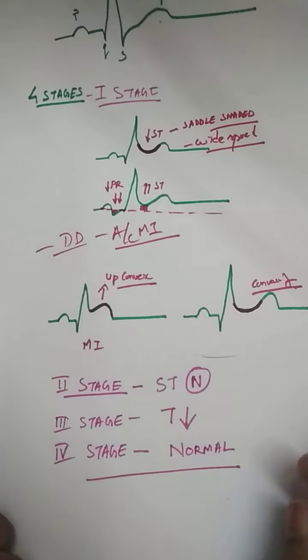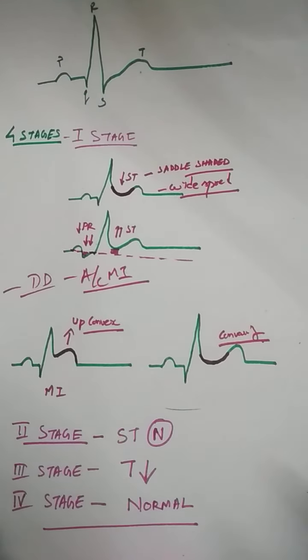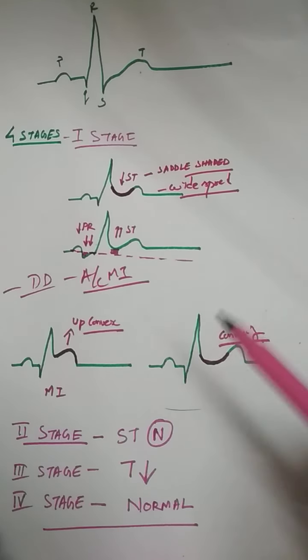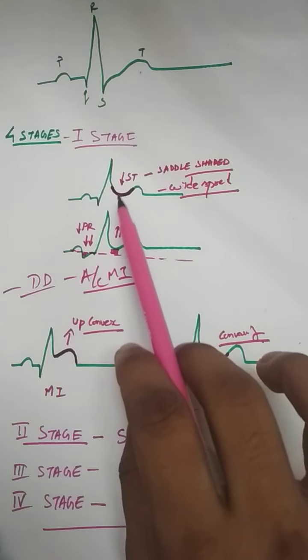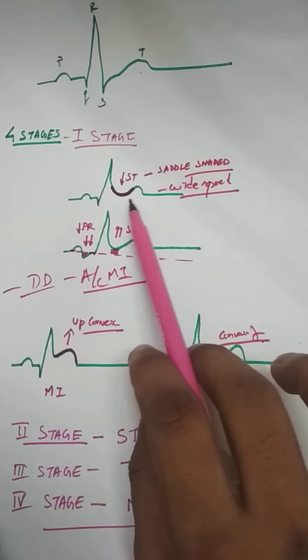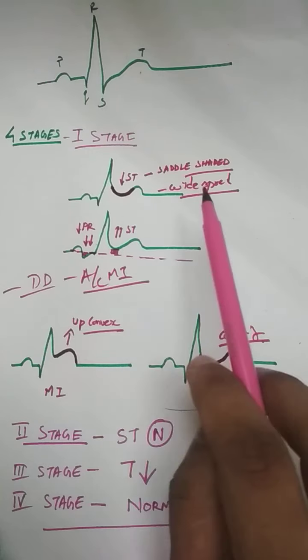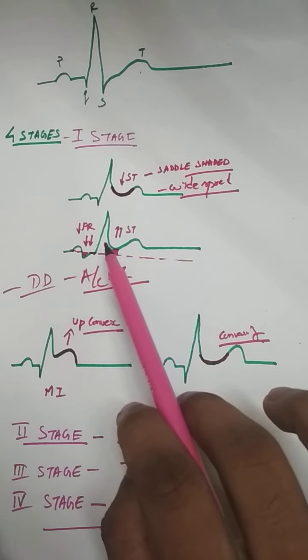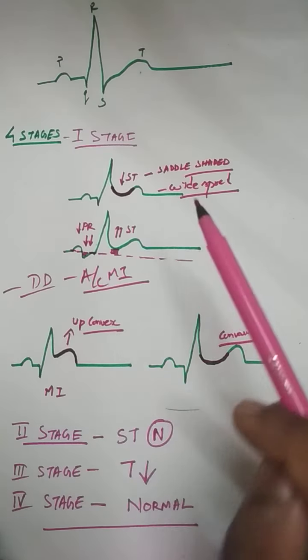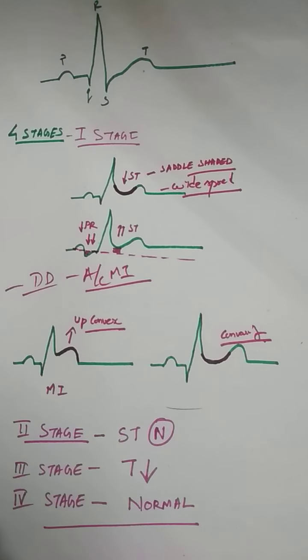So there are 4 stages, but clinically and practically important is the first stage. In the first stage, in the person with acute pericarditis, there would be ST segment elevation with upward concavity that would be widespread and diffuse, plus there would be depression of the PR segment. So this is all about the ECG changes in the person with acute pericarditis.